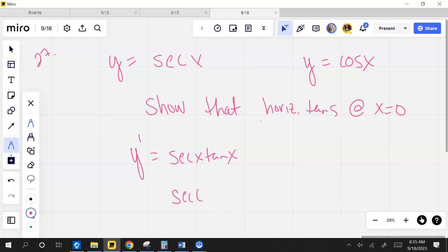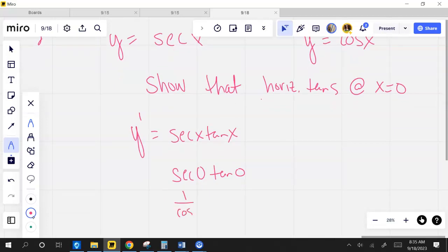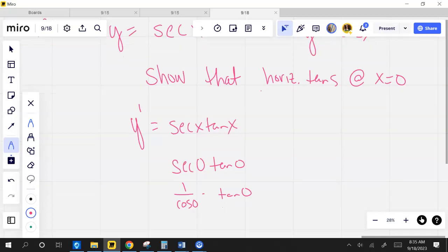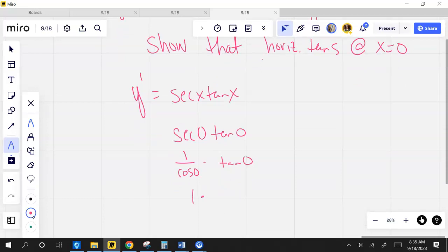So what is secant of 0 times the tangent of 0? I only need one of them to be 0 for this to work. 1 over cosine 0 times tangent. So what's the cosine of 0? Think about your unit circle. At 0, it's 1, right? So do I have a horizontal tangent at 0? Yes. So the slope of the tan line at x equals 0 is 0, which means it's a horizontal line.